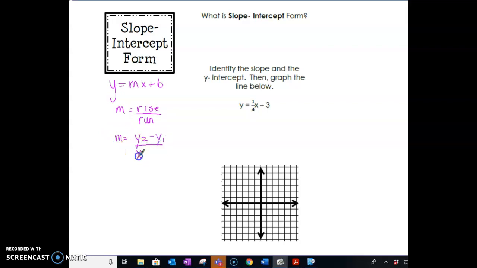One we're very familiar with is the slope-intercept form of a line, where you have y equals mx plus b, where the slope and the b are the y-intercept, and they could be changing. M represents the slope, and b represents the y-intercept in this case.